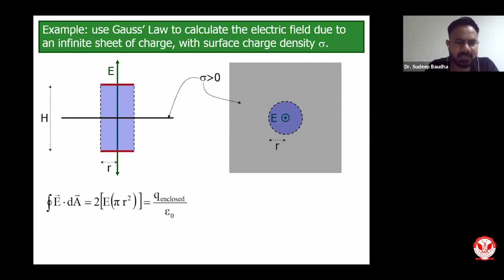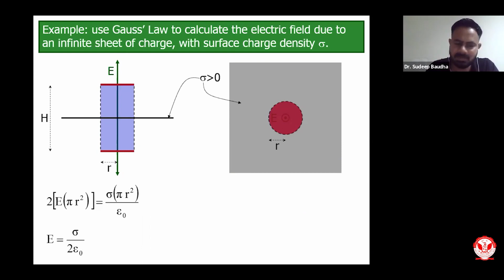So I can straight away write 2, because there are two caps, and the area will be pi r square, because this is pi r square and this will be pi r square. That's why it comes 2. And it will be equivalent to charge enclosed upon epsilon naught. What will be the charge enclosed? The charge enclosed for that particular pillbox will be sigma, the surface charge density, into pi r square, because pi r square is that area. Now equate it. That's very simple, straight away.